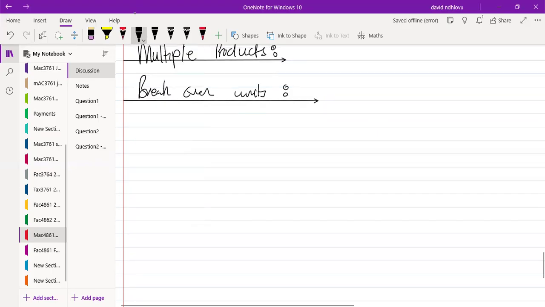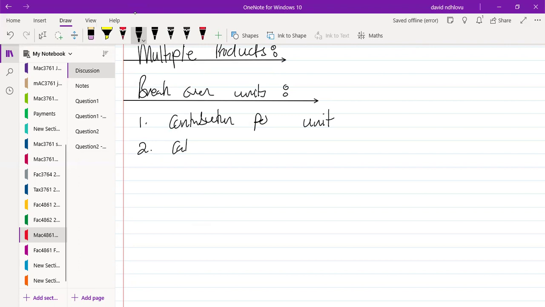So here we calculate in steps. Number 1, you must calculate contribution per unit. Then you need to calculate weighted contribution.